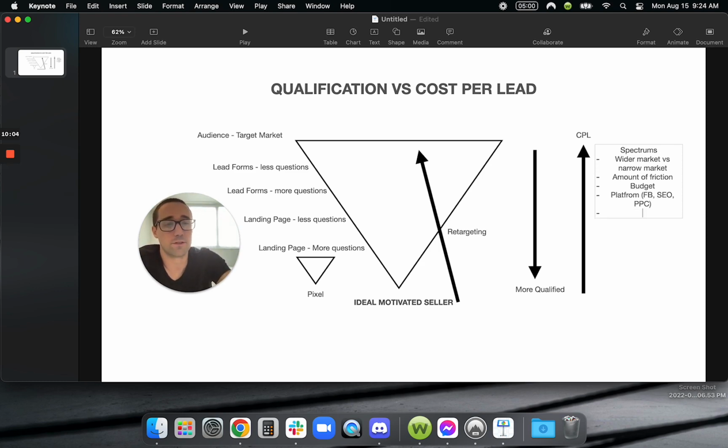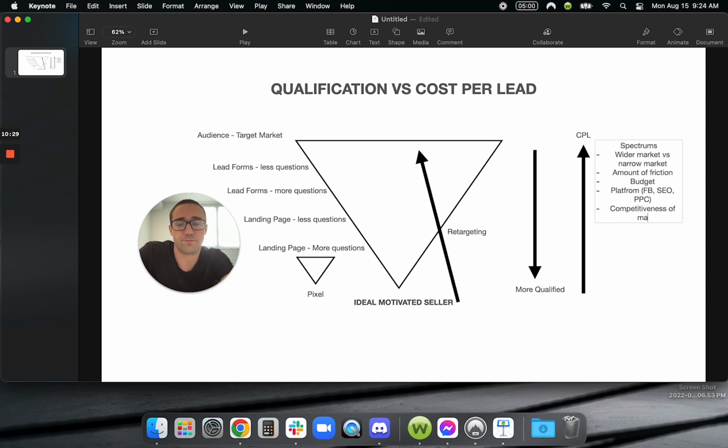So all of these different things, this is how I approach and look at Facebook ads marketing, especially for sellers. Because a lot of people will ask me, what's the average cost per lead? What's the average this and that? I mean, there's so many different factors. The other thing is competitiveness of your market. So if your market's really competitive, there's a lot more competition there.